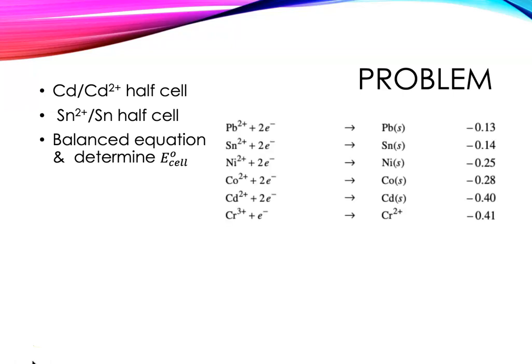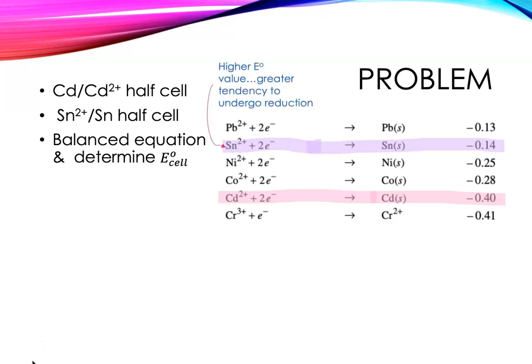We need a standard reduction potentials table, so I just took a screenshot of a portion of the table that has both of these half reactions in it. We've got the tin 2 half reaction, we've got the cadmium half reaction, and I see that the tin 2 half reaction has a higher standard reduction potential than the cadmium half reaction. This is really important because it helps us to figure out the correct balanced equation. Since the tin 2 half reaction has a higher E naught value, of these two half reactions, it's got the greater tendency to undergo reduction. And the cadmium half reaction has a lower E naught value, which means it has a lesser tendency to undergo reduction and a greater tendency to undergo oxidation.